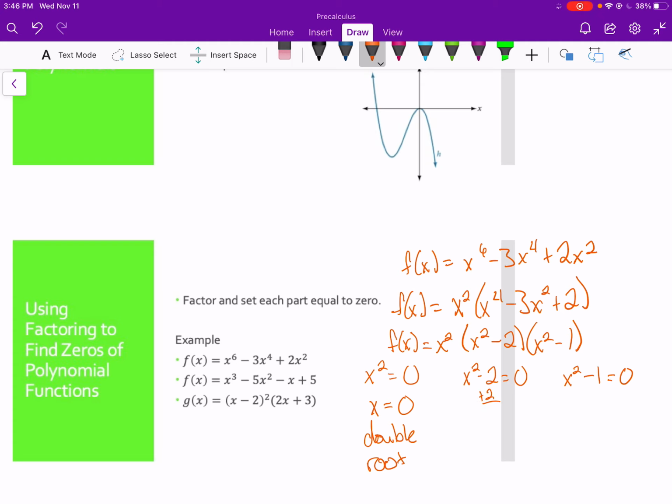Over here, add your 2, x squared equals 2, so x is equal to plus or minus the square root of 2. Remember, when you do a square root, you need to do plus or minus. Same thing on this one. X squared is 1, so x is equal to plus or minus 1, because the square root of 1 is 1. Notice that the degree of this function is 6, and we have 1, 2, 3, 4, 5, 6 answers. That should work out pretty well there.